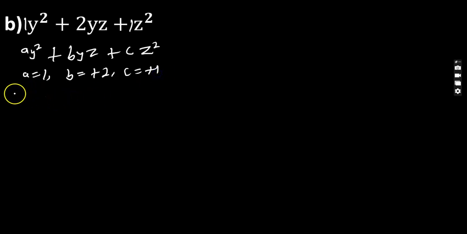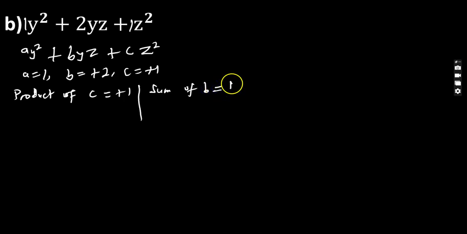So I'll look for the product of c, which is plus 1. You can also say product of ac. You find your ac will still be 1 times 1, which is still plus 1. So you can say product of c or you can say product of ac. Then the sum of b is plus 2. So you think of two numbers that when you multiply them together, you get plus 1, and when you add them together, you get plus 2. That kind of number is plus 1 and plus 1.